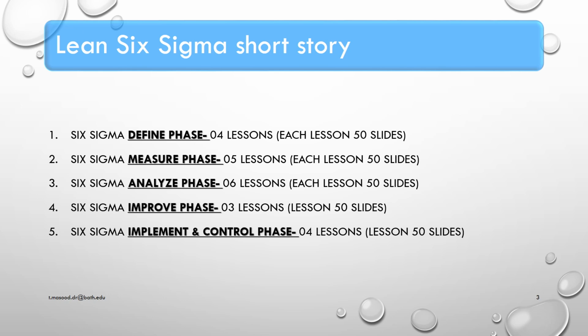Lectures like this could probably be 40 to 50 minutes, but I will try my level best to keep it to 30-35 minutes. In the near future, over the next couple of months, I will deliver a large number of lectures on the different phases of Lean Six Sigma: define phase, measurement phase, analyze phase, improve phase, implementation and control phase.